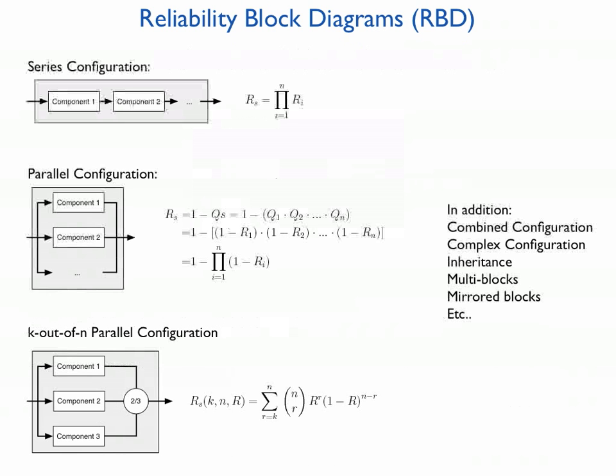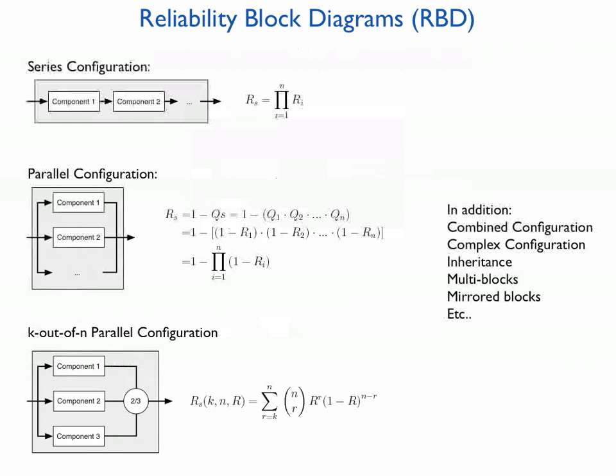The first is series configuration. In this configuration, the system components are placed one by one in line and sequence. And in the case of failure of one of these components, it means the system failure. So, if we know the reliability of these components, reliability is a probability that it will not fail, then we can take a product of these reliabilities and obtain the reliability of the entire system.